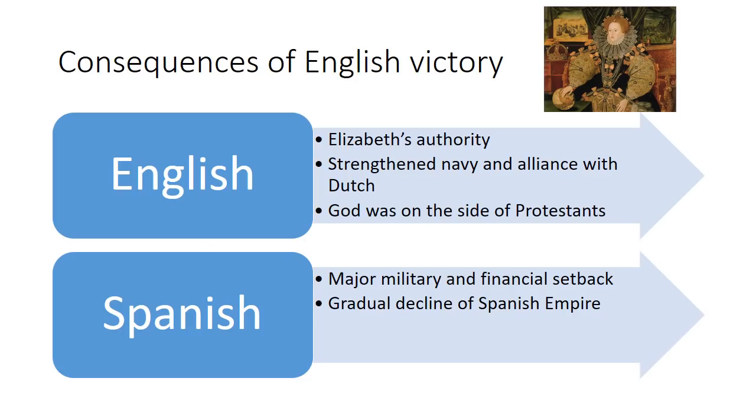Okay, so what were the consequences of the victory? Well, the main one was it strengthened Elizabeth's authority. There was a huge victory parade in London, and obviously everyone loves a winner, and she was a winner. It also strengthened the English navy, led to more exploration of the world, and strengthened their alliance with the Dutch. And many people believed the reason why the English had won was because God was on the side of Protestants, and this strengthened the Protestant faith in England. For the Spanish, it was a huge setback, military and financially, and really was the starting point of the gradual decline of the Spanish Empire.